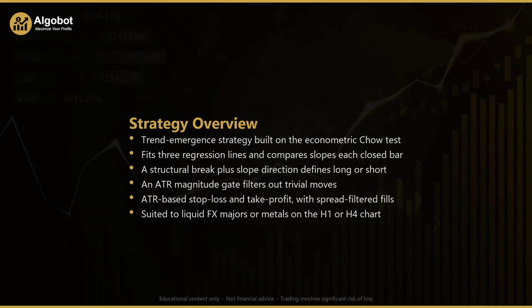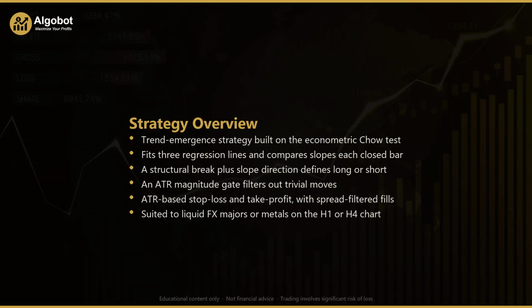Here's the framing. On each newly closed bar, the strategy takes a rolling window of the most recent closing prices, 40 bars by default. It fits a straight regression line through the whole window, then splits the window into two equal halves and fits a separate line through the older half and the recent half. If a single straight line still describes the data well, splitting it barely improves the fit. But if the trend genuinely broke, the two-segment fit is far tighter, and the Chow F-statistic measures exactly how large that improvement is. Direction comes from the recent half of the window.